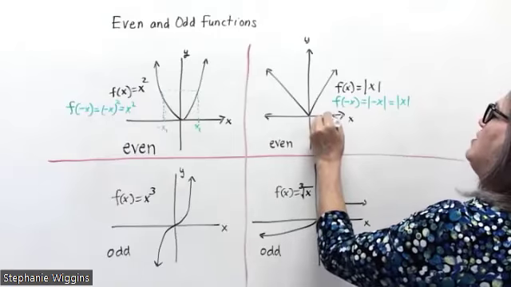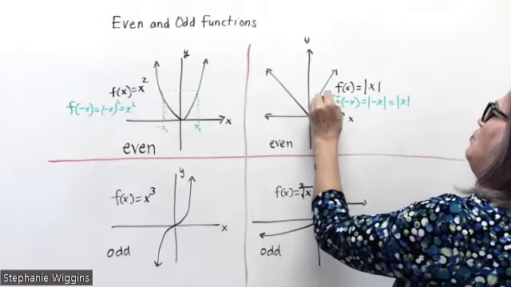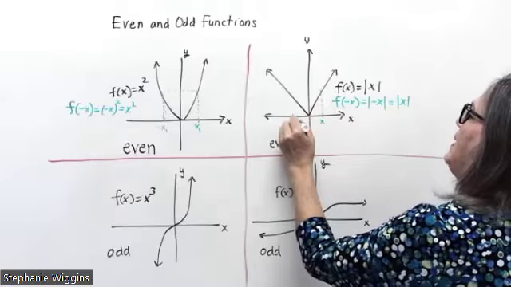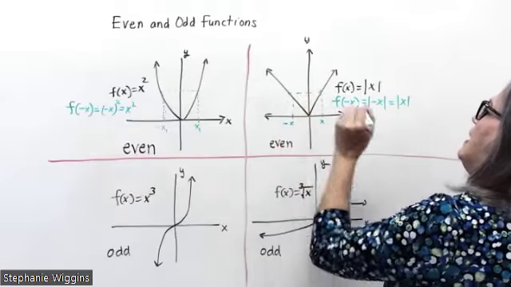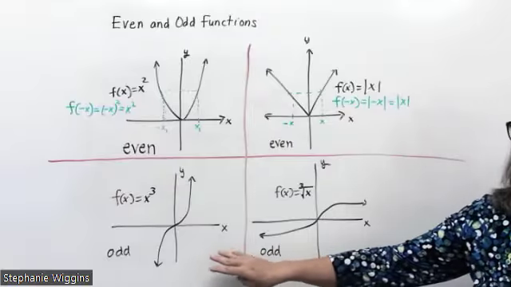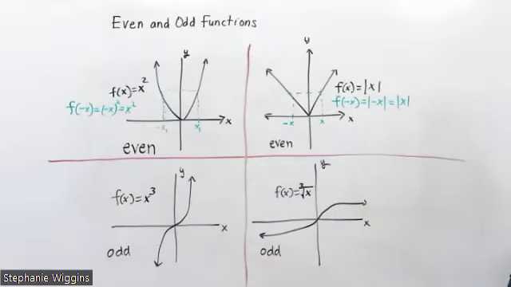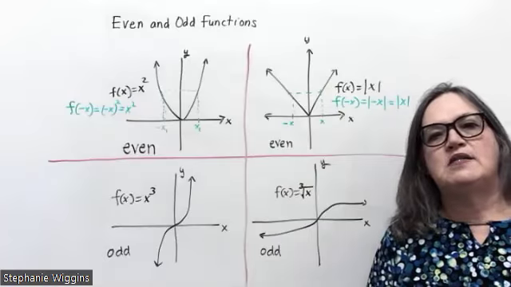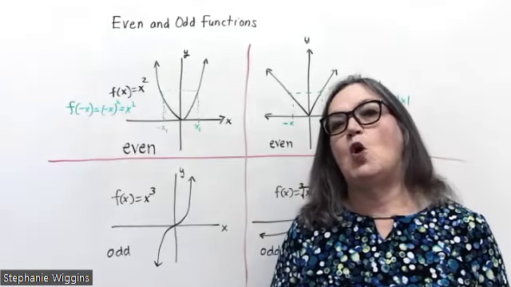So whatever x you put in, if you put in the minus x, you're going to be at the same height. Okay, now, what does it mean to be odd? Well, we have a different kind of symmetry. It's called symmetry with respect to the origin.